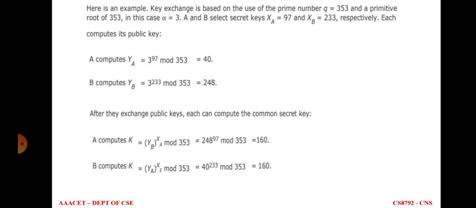So K is equal to YB power XA mod Q. YB we know is 248, XA is 97, so 248 power 97 mod 353. The result is 160. Similarly, B computes K equal to YA, which is 40, power XB, which is 233, so 40 power 233 mod 353. The result is 160. You can easily calculate the modular arithmetic value using a calculator. So you can clearly see that the key value generated by user A is 160, and the key value generated by user B is 160.